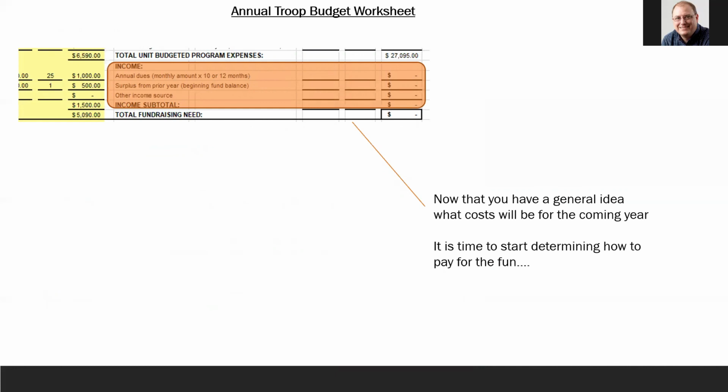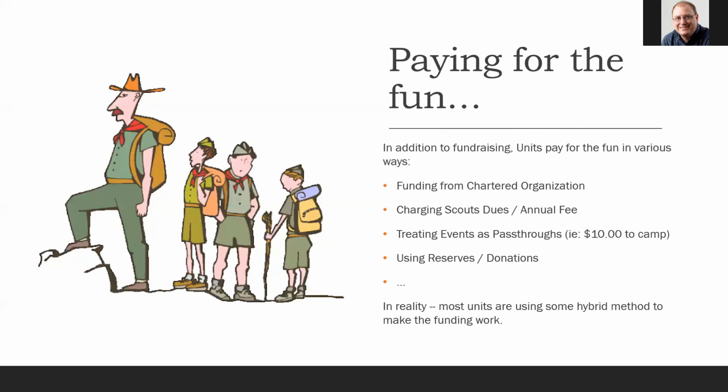If you've worked a little further down in the worksheet, you can start to fill in your expected sources of funding. In addition to fundraising, units pay for the fun in a variety of ways, be it from their charter organization or dues or pass-throughs, maybe using up reserves if they have them. We'd like to think it's straightforward, but the reality is in most units, they're using some hybrid approach to balance it out.